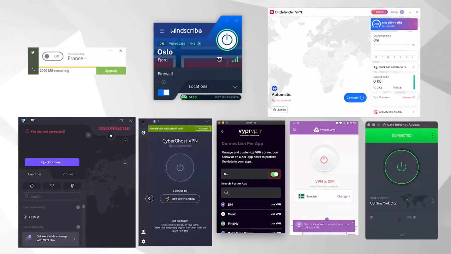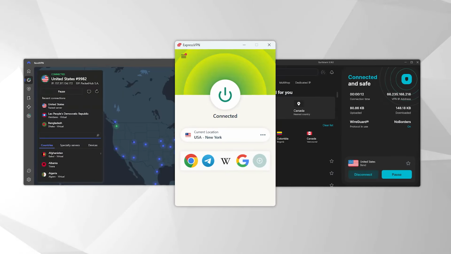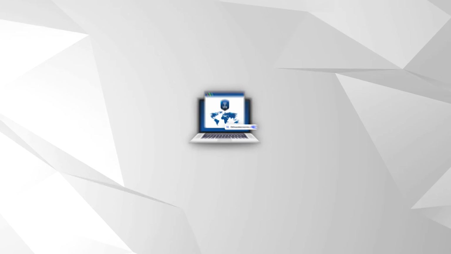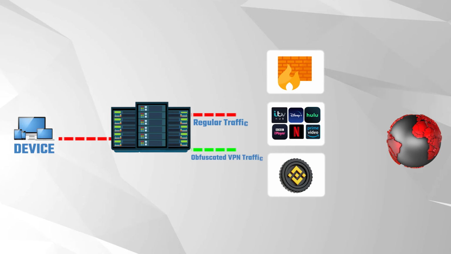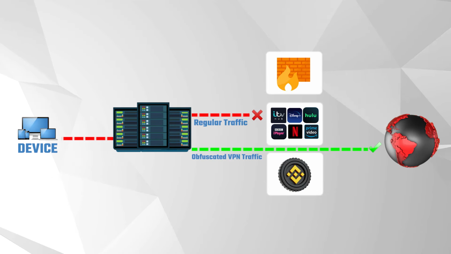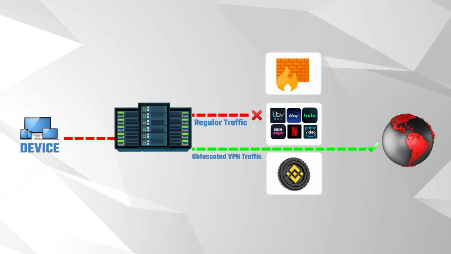Now, with that said, not every VPN is going to cut it here. To avoid your account getting manually reviewed or suspended, your VPN absolutely needs to have a few key features. First, you'll need obfuscation technology. This basically hides the fact that you're even using a VPN. Without it, Binance can easily see that you're on an encrypted VPN connection, and that's where issues start, especially if it doesn't match your verified country.